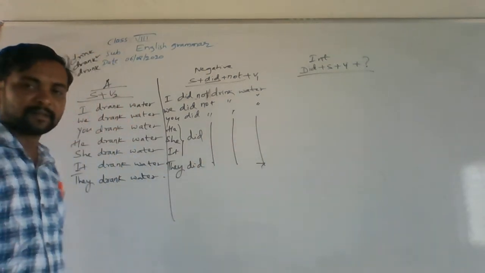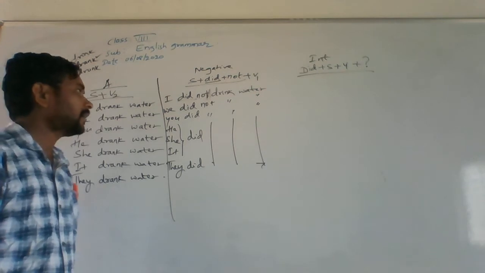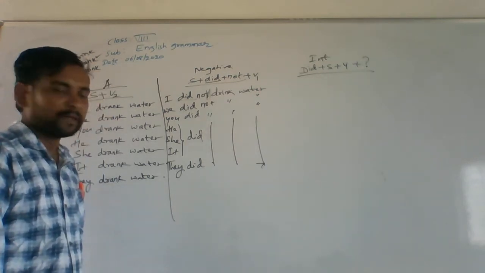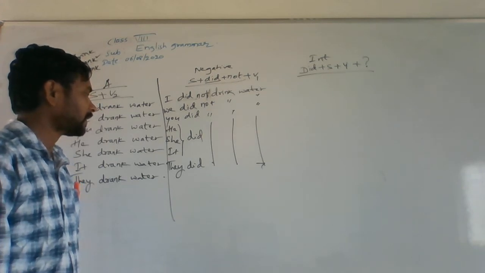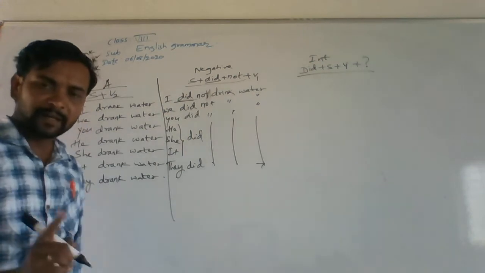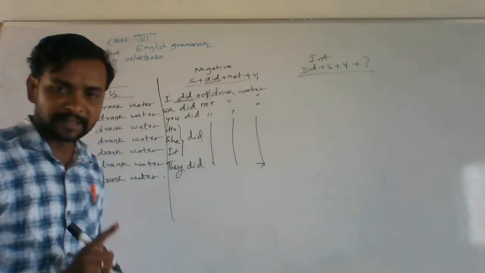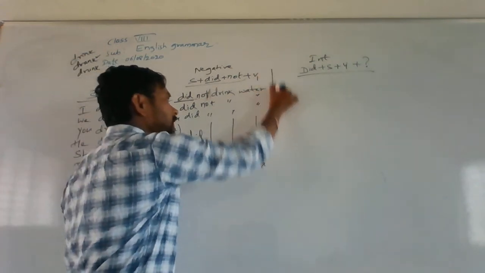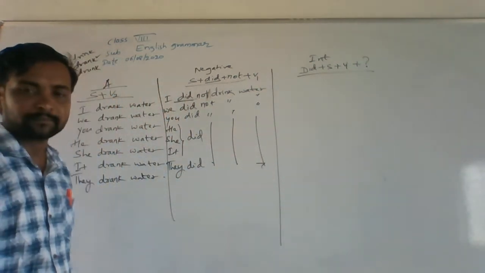Okay, do you understand? I did not drink water. We did not drink water. You did not drink water. He, she, it. So all of them take only did, because there is only one helping verb in the simple past, that is called did. Let us see interrogative.